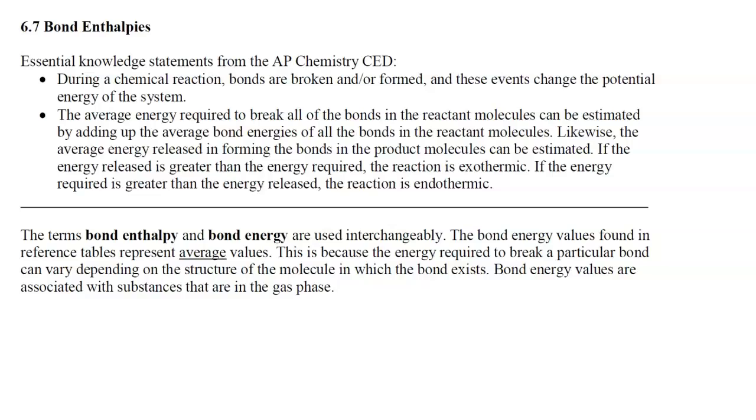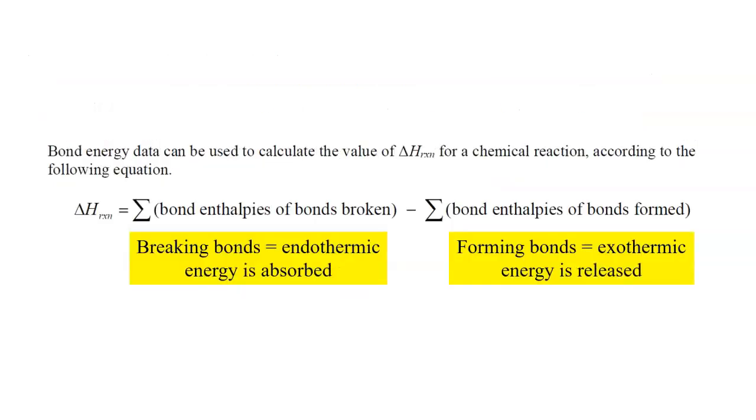During a chemical reaction, bonds are broken and or formed, and these events change the potential energy of the system. And if you are given a data table with bond energy values and you need to calculate the delta H for a particular chemical reaction, this is the equation that you use to do that.